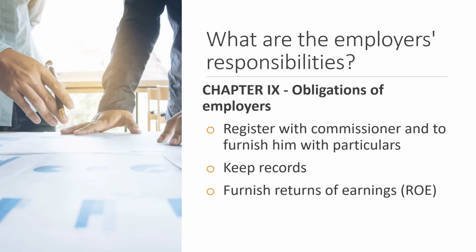Chapter 9 of the COID Act outlines the obligations of employers. These are to register with the Commissioner and to furnish them with the particulars of the company, to keep records of all incidents and accidents, as well as to furnish the return of earnings for COID.